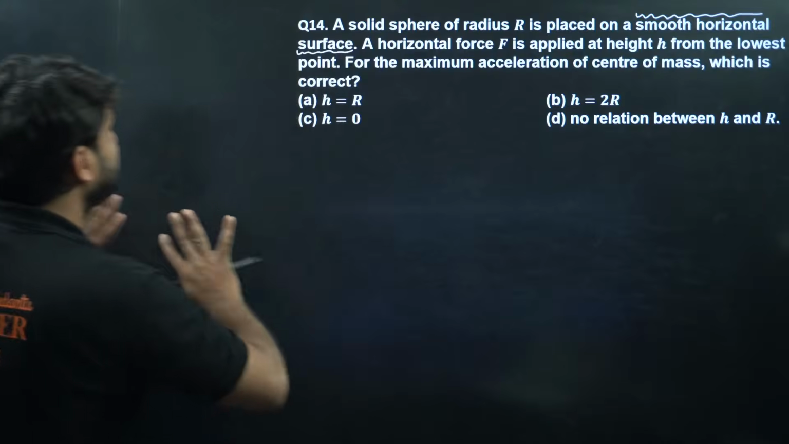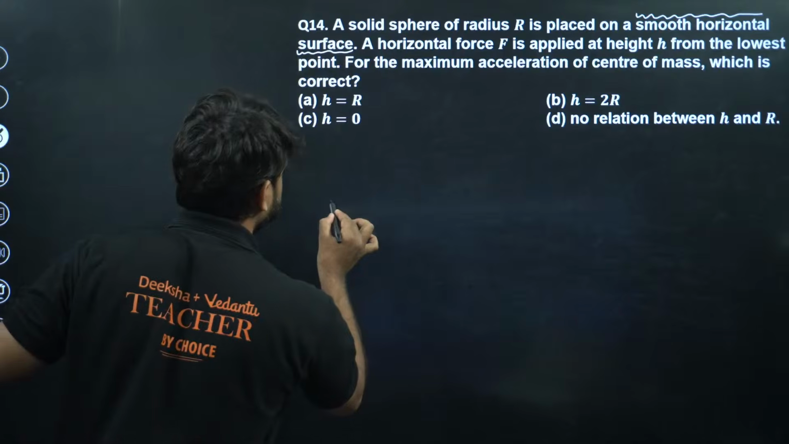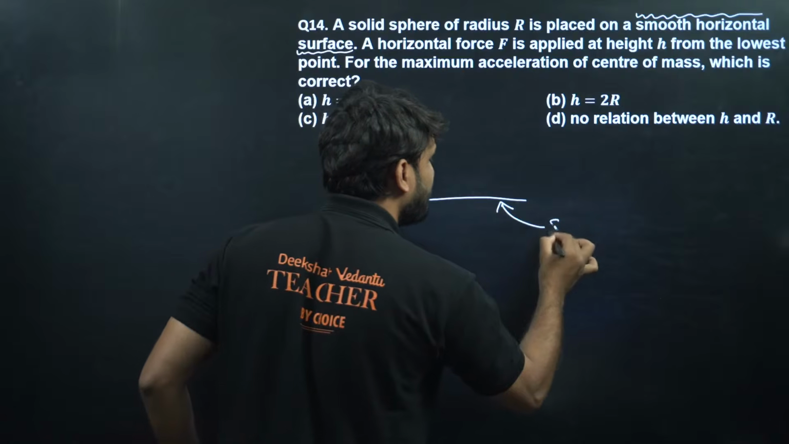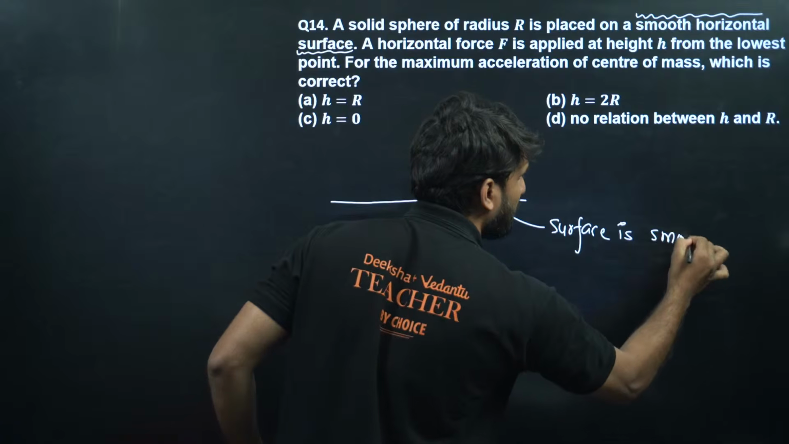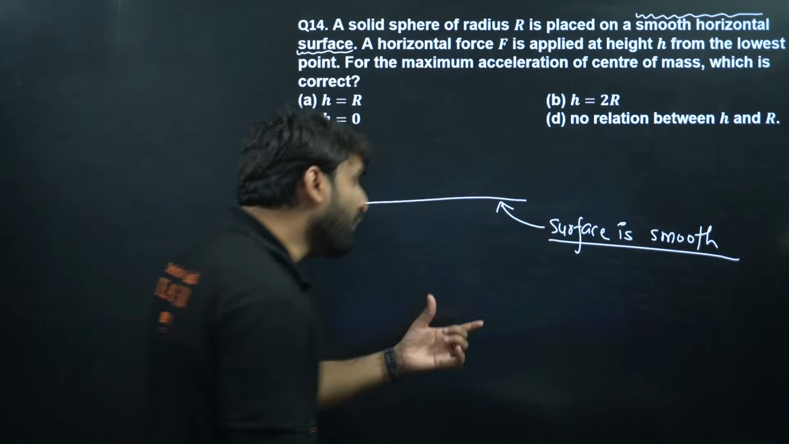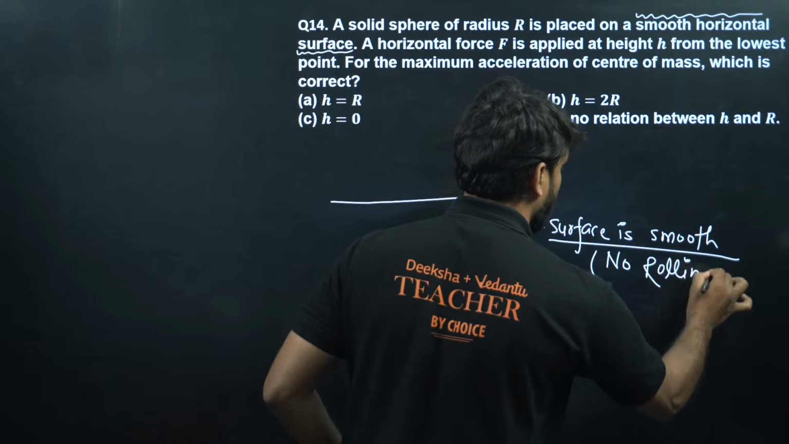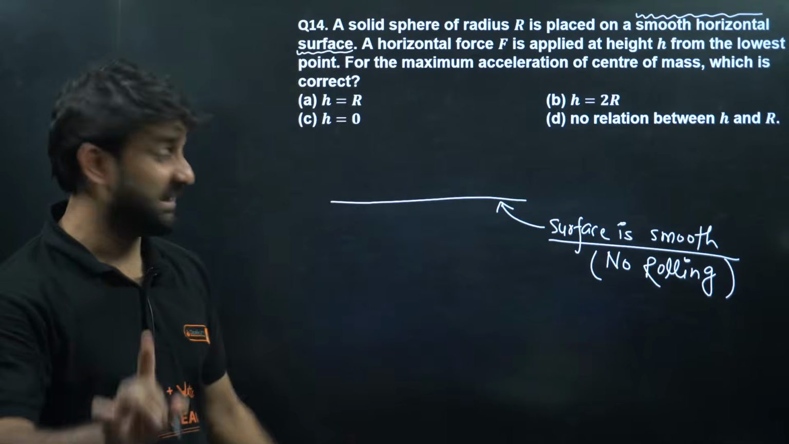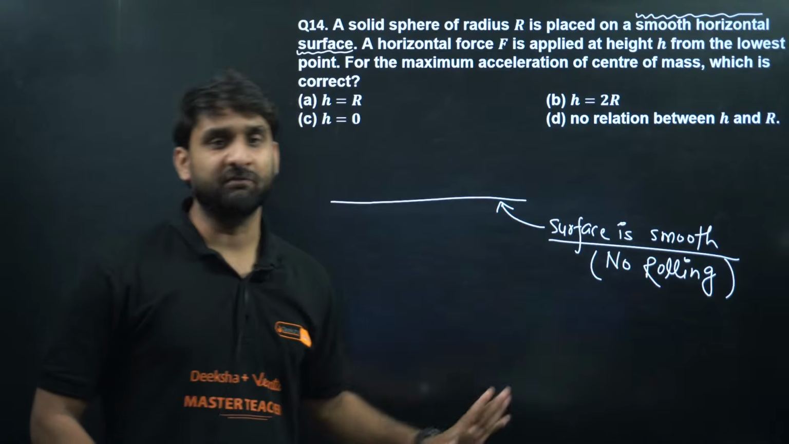Let me give you clarity on the question. This is the surface, and this surface is smooth. If the surface is smooth, no friction is there, and if no friction is there, no rolling is there. Slipping will be there. Please keep it in mind. If the surface is rough, then rolling happens, because friction leads to rolling motion. So if the surface is smooth, no rolling will be there.